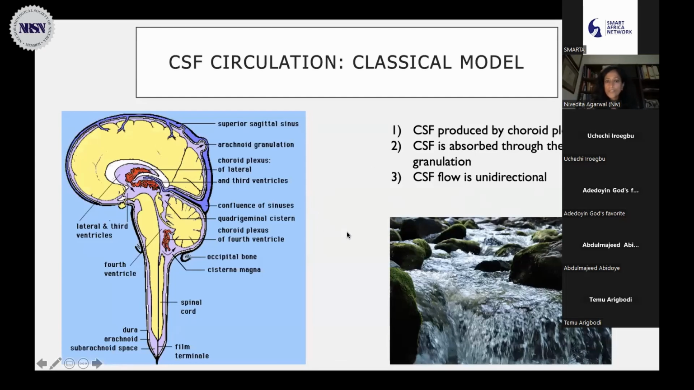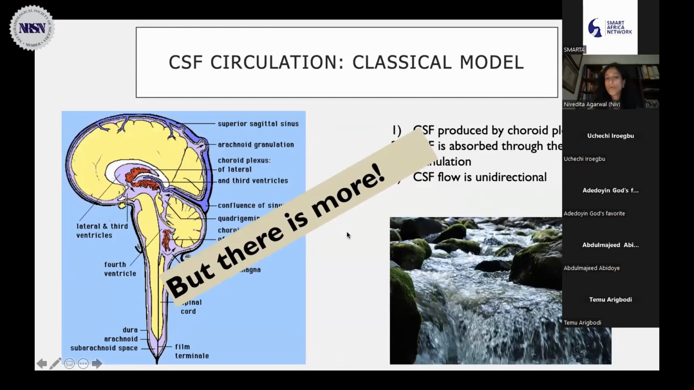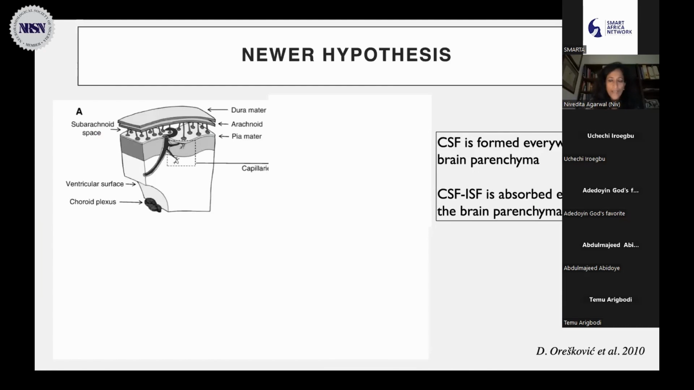Okay, so this is what we know, but there is more to this. This is not the only way of producing CSF in the brain. These are details that have just come out in the past 10 years. We don't really know much about this. Are there any questions, by the way? Just to give us a little pause, a quick one.